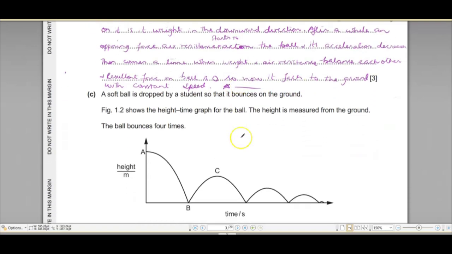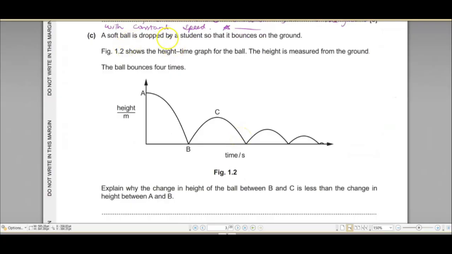Okay, moving on to part C. A softball is dropped by a student so that it bounces on the ground. Figure 1.2 shows the height time graph of the ball. The height is measured from the ground. The ball bounces 4 times. Explain why the change in height of the ball between B and C is less than the change in height between A and B.